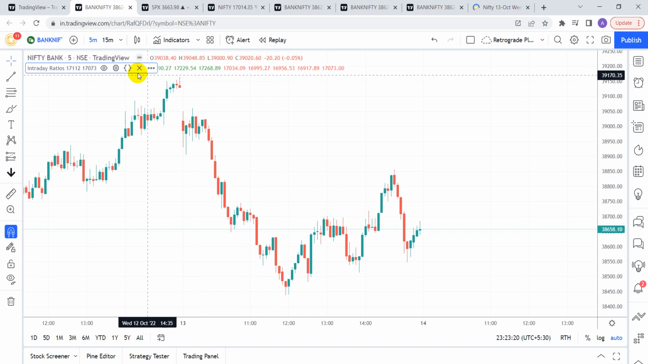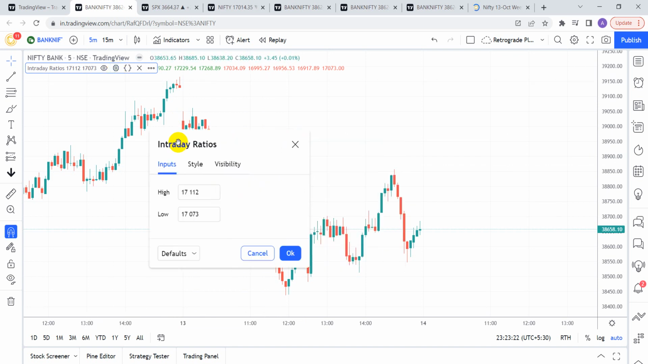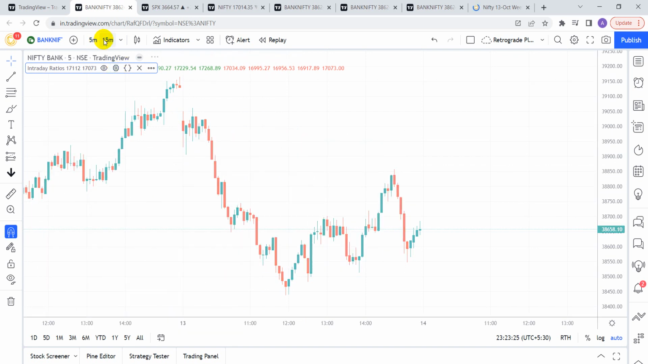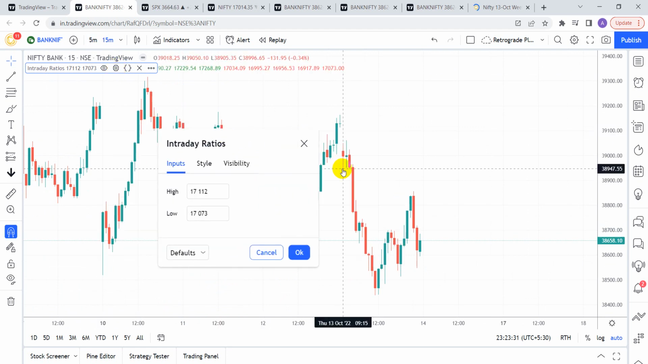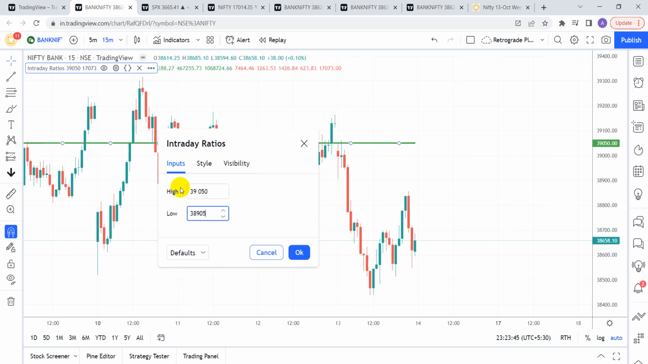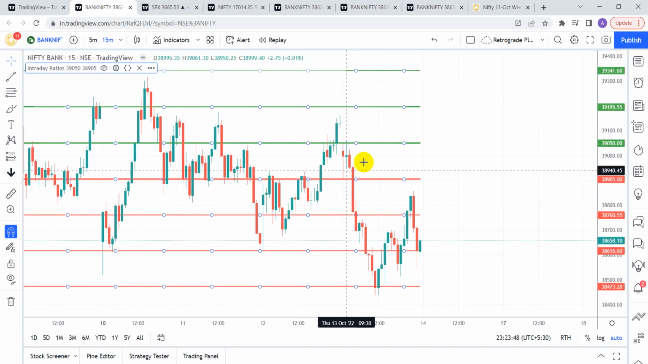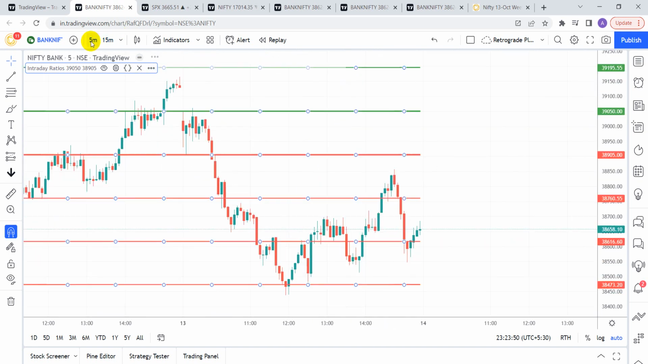So if you see here Bank Nifty, again you click on intraday ratio, and what is the first 15 minutes high? First I'll go to a 15 minutes chart, click on the indicator, and this was the first 15 minutes high, which was 39050, and the low is 38905. Enter these two values, and it will automatically draw the lines. Then go to a 5 minute chart to see where the trade got initiated. I want a 5 minutes candle to close above or below this level. It went above it but didn't close. Here it was clearly closing below it, so I'll take a short trade here.